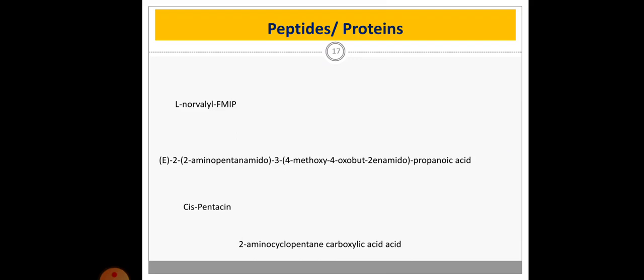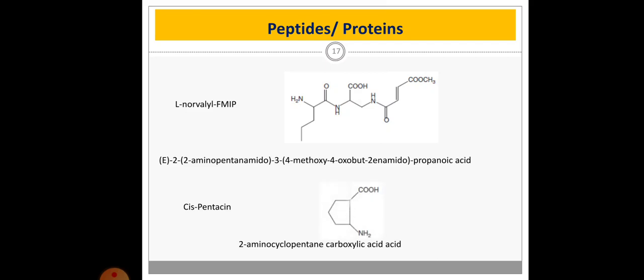Next class, peptides or proteins. Examples include L-norvaline FMDP, cis-pentacin. This is the structure for L-norvaline FMDP. Its chemical name is E 2-amino pentanamido 3,4-methoxy 4-oxo but 2-enamido propanoic acid.